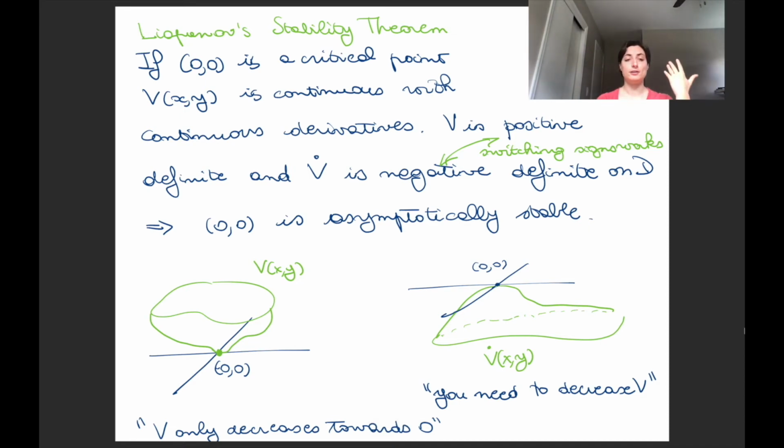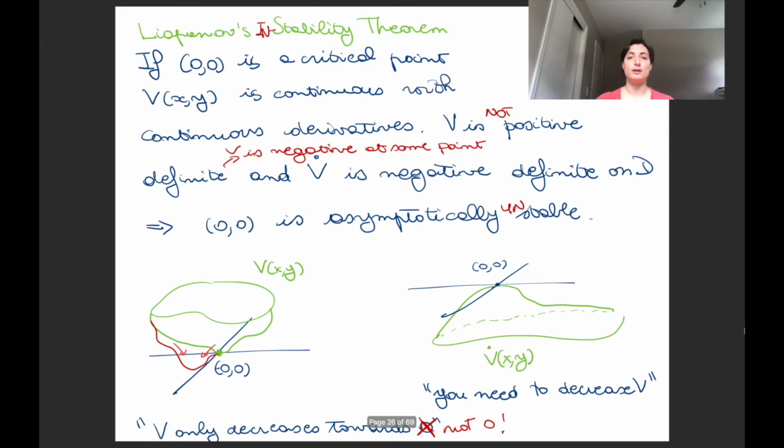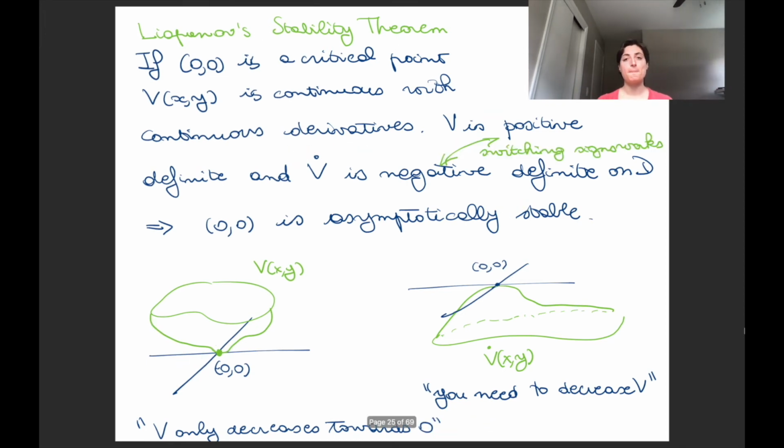You can also switch things around. We had v that is positive definite and v dot that is negative definite, but we can switch it around and require v to be negative definite and v dot to be positive definite. V dot positive definite means that v needs to increase all the time, and v that is negative definite means that it increases only towards 0. Can we use information about v and v dot to prove the opposite? That means the instability of something.